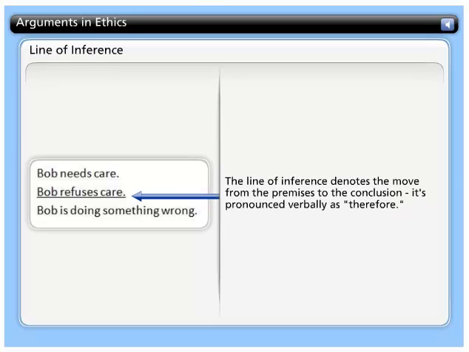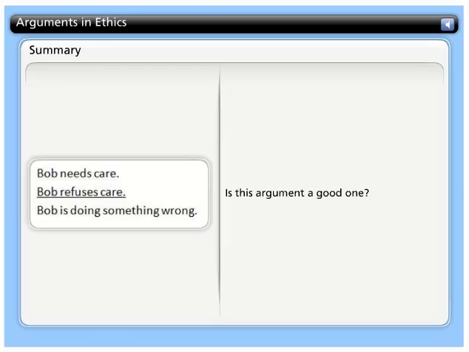It is standard to write out arguments with a line above each conclusion. The line is called the line of inference, and we pronounce it "therefore." Bob needs care. Bob refuses care. Therefore, Bob is doing something wrong. Is this a good argument? No, it's not a good argument.